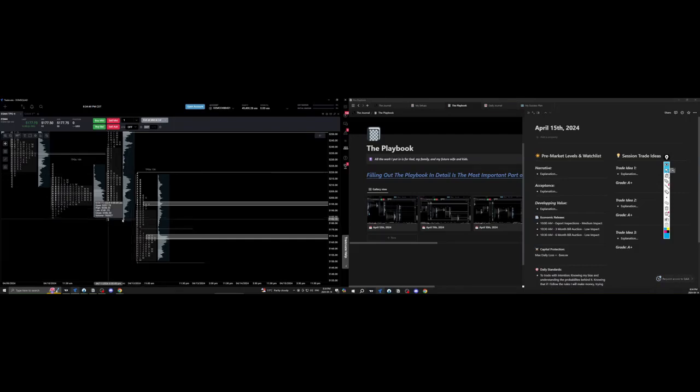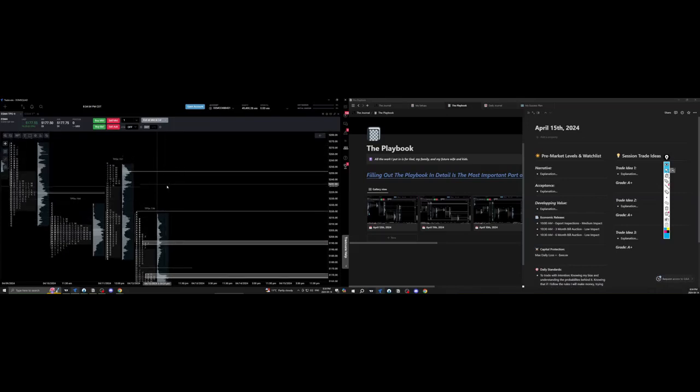Something I also mark up is this value area low. You break it, could potentially come back into here. It's just another level. Doubt we go all the way back up here, but if we do, this is also a potential level. Yeah, right about here.